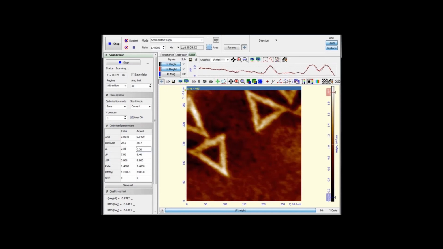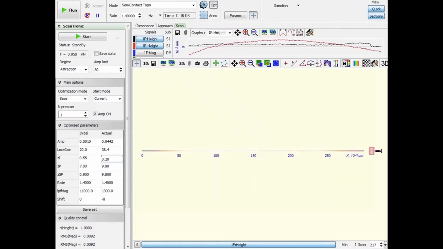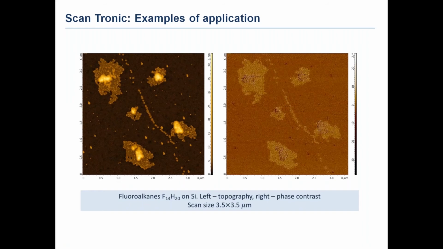The same approach can be used to scan a variety of samples. For example, the fluoroalkane F14H20 on silicon that has been shown already, and in this slide we also show the phase contrast on this sample. This sample is quite difficult to measure, and one can see that these results are of quite high quality, and all scanning parameters are adjusted automatically here by pressing one button.